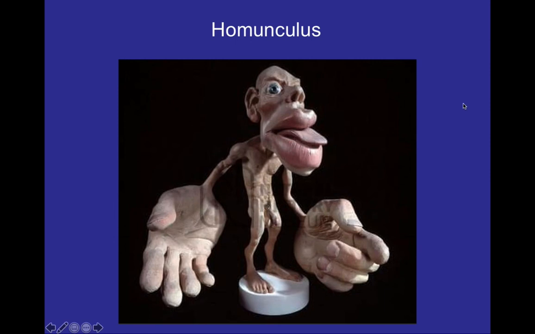The homunculus just demonstrates what we would look like if our receptor density was correlated with body size. We would have these very, very large hands and a very, very large head as well, since these are the areas that have the greatest density of receptors. So it is the homunculus that is demonstrating receptor density.